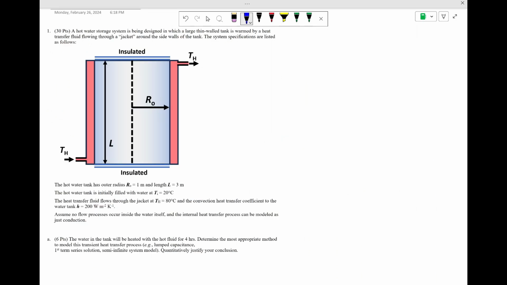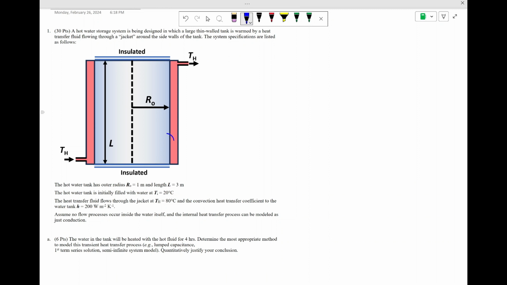Home stretch here, last problem to work through. We're looking at this kind of funky problem where we've got this cylindrical tank full of water, and we're using that to store heat that you might have left over for some process, or you're trying to build up a lot of hot water when you've got low price of electricity or something going on like that. So there's hot fluid flowing through this jacket that's sort of wrapped around this cylinder, and that's essentially convectively heating the water on the inside.